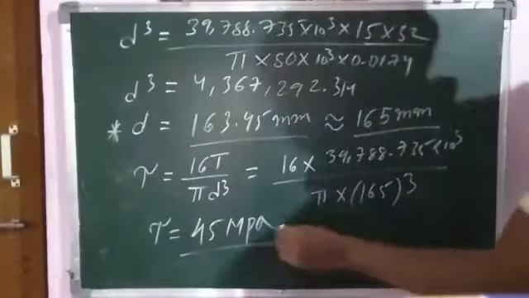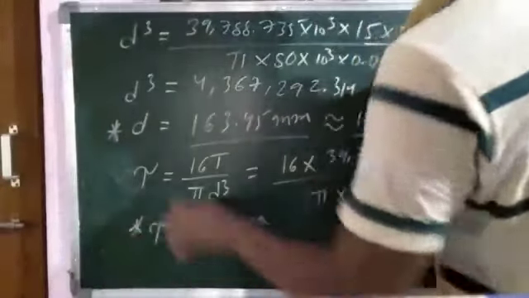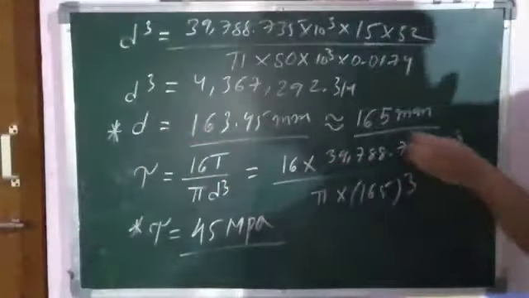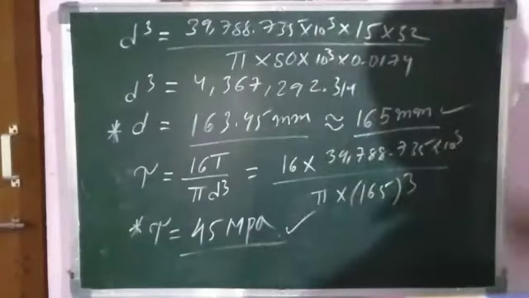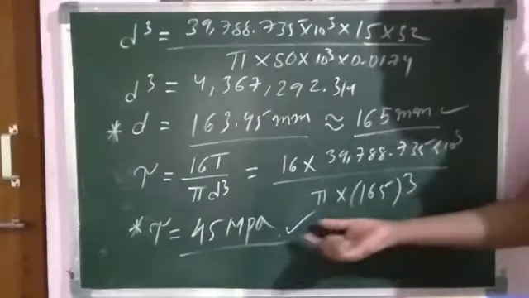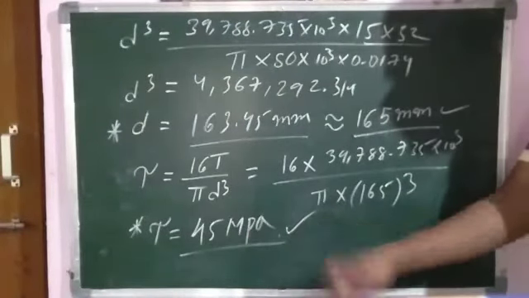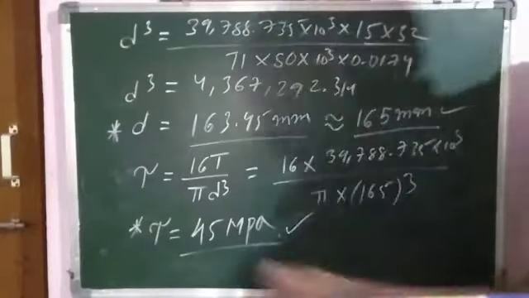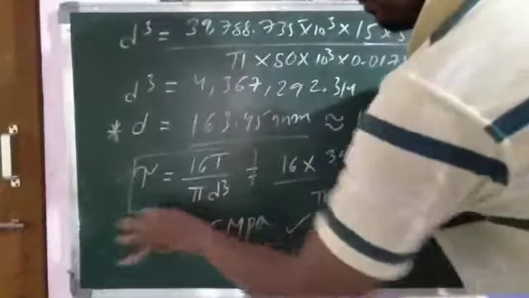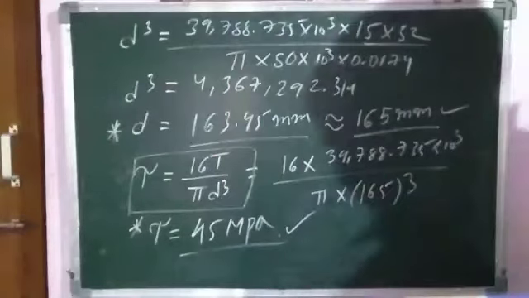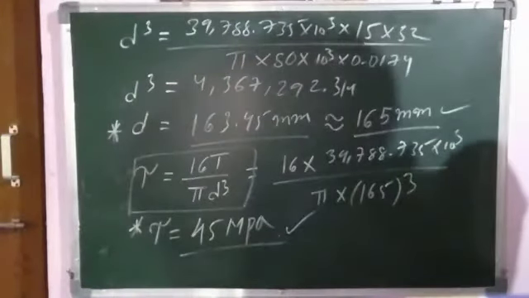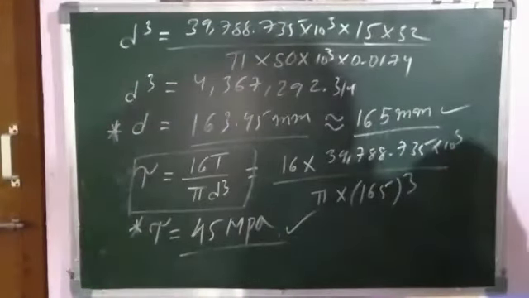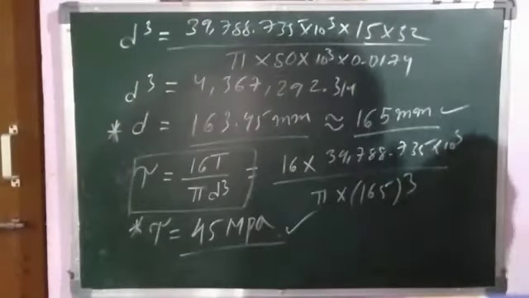So these are the final answers: d is equal to 165 mm and tau is equal to 45 MPa. Finally we got the diameter of the shaft and the shear stress induced in the shaft. This is the process. It is simple, you have to remember these formulas. For almost all shaft problems, whatever the model may be, we need to use the torsion equation.